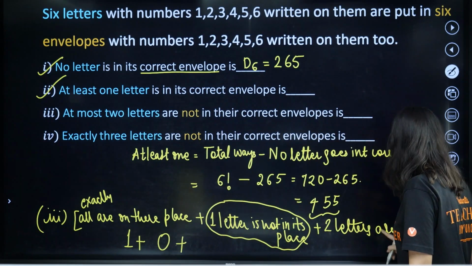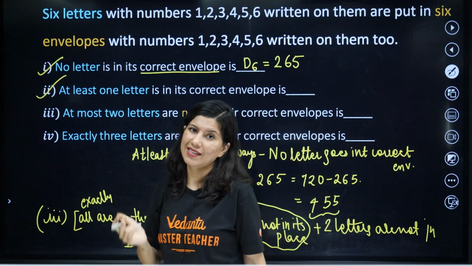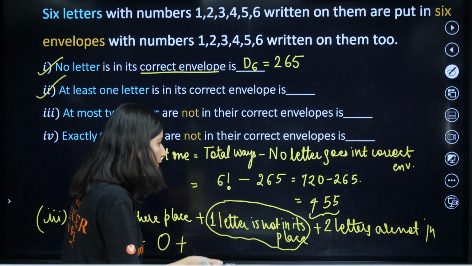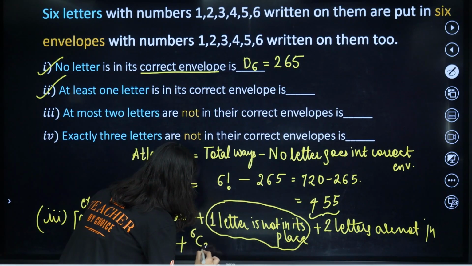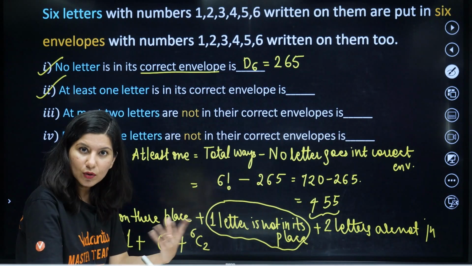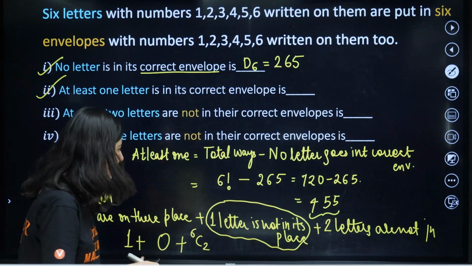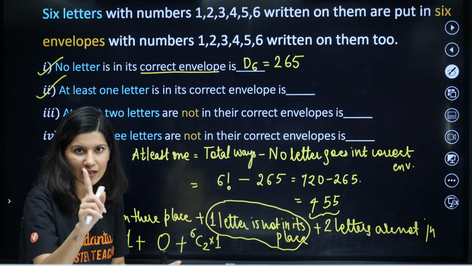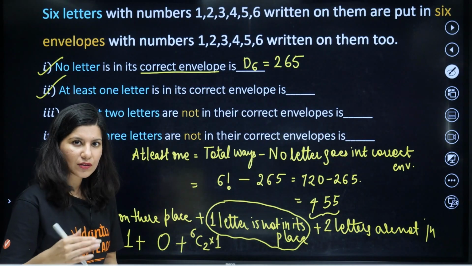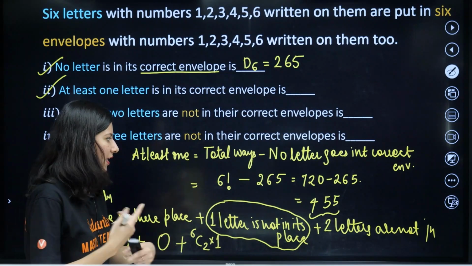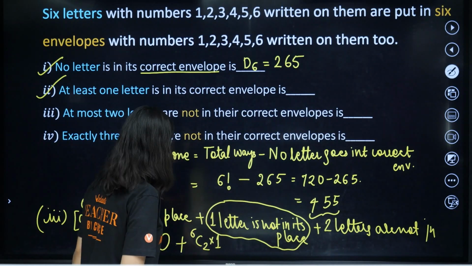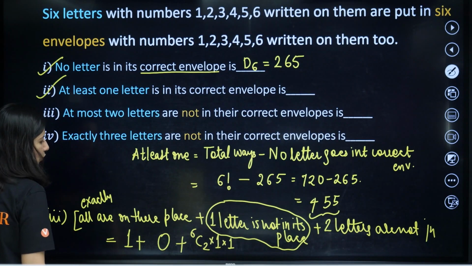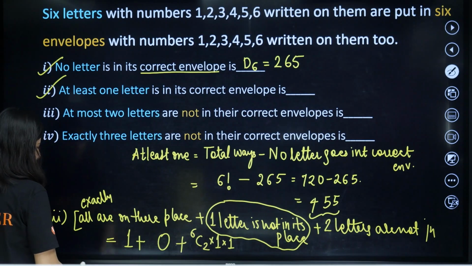Plus, now 2 letters are not in their place. So first of all, let us select those 2 letters. So 6C2. I have selected those 2 letters which I am going to disturb, derange, and the rest 4, let's keep sorted. So the rest 4 will go into their own places in one way. Now derangement of 2 letters will be D2, which is 1. So the answer will be 6C2, that is 15, plus 1, 16.